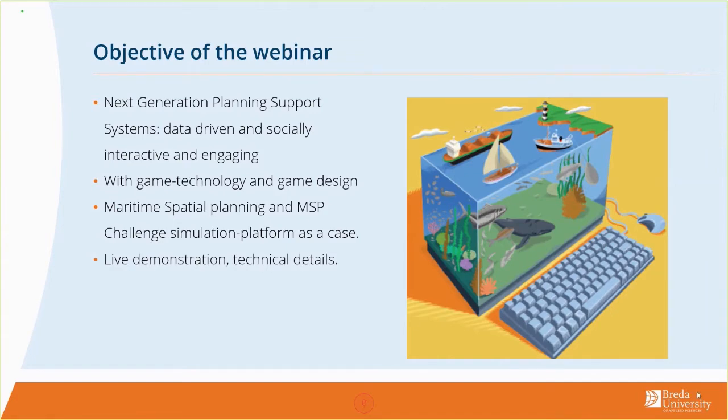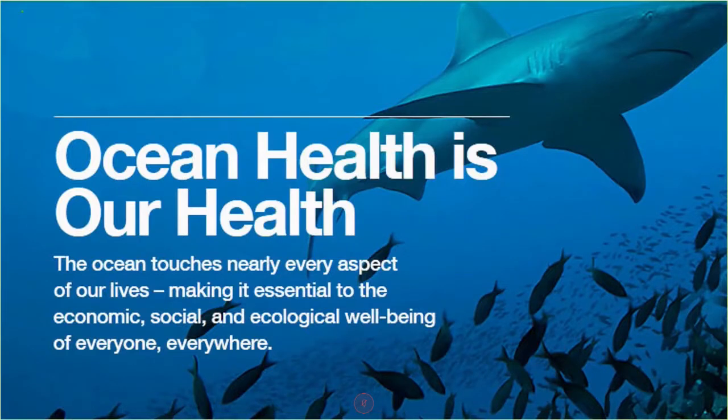So let's start by looking at the ocean. And of course, we're all pretty much aware that oceans and seas play a vital role in our society. And many countries around the globe rely on access to the sea for food and social economic development. And we also know that the diversity and intensity of human activities at sea are quite staggering.